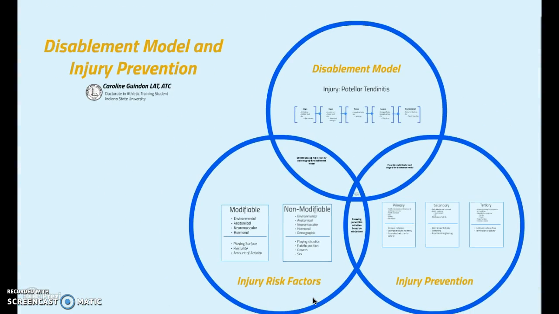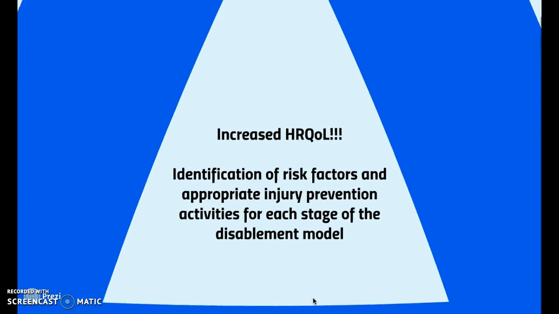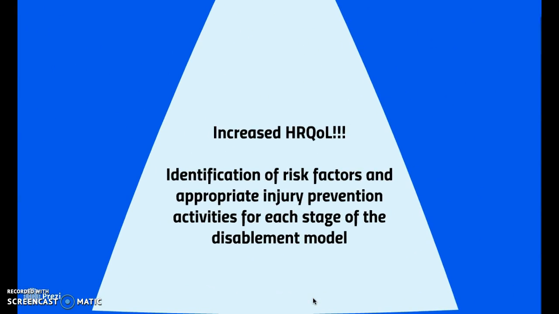Now combining all three. This leads to an increased health-related quality of life for our patients and allows for identification of risk factors and the appropriate injury prevention activities for each stage of the disablement model. While we may not be able to prevent every injury from occurring, we can influence how the patient progresses through the disablement model.